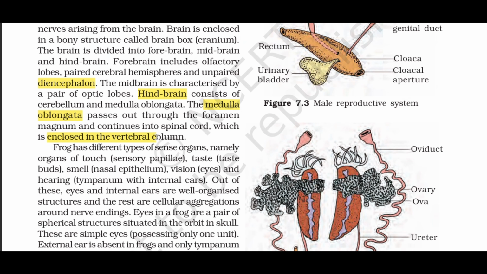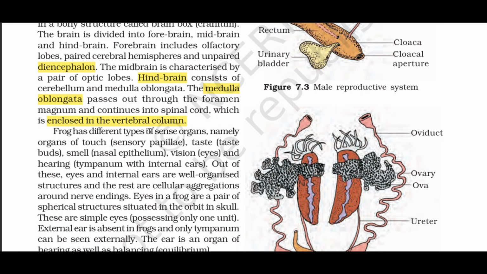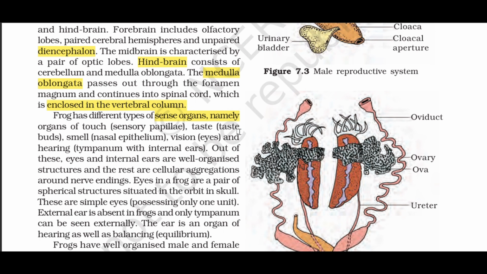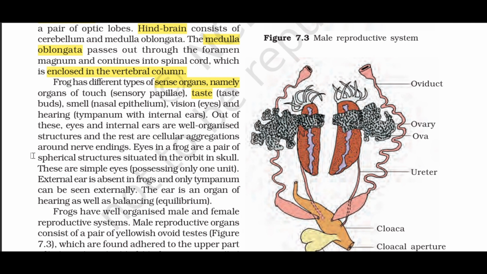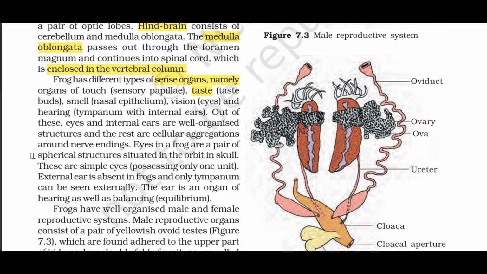Frog has different types of sense organs, namely organs of touch, sensory papillae, taste, taste buds, smell, nasal epithelium, vision, eyes, and hearing, tympanum with internal ears. Out of these, eyes and internal ears are well-organized structures and the rest are cellular aggregations around nerve endings.